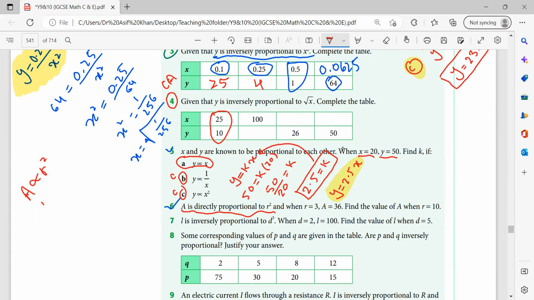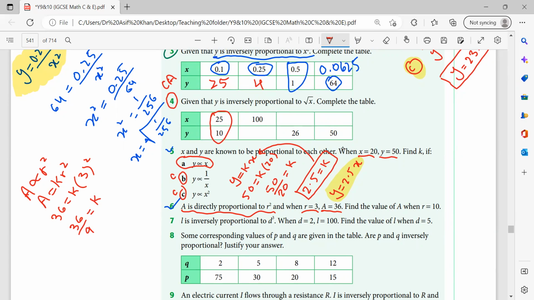So first we make the equation A is equal to K R square. Now it is the equation. We put R is equal to 3 and A is equal to 36. In place of A, I will write 36, K, and in place of R, I will write 3 square. 3 square is 9, and this 9 is multiplied with K. On the other side, it will divide. 36 divided by 9 is equal to K.